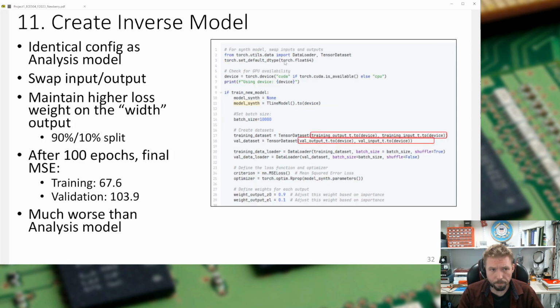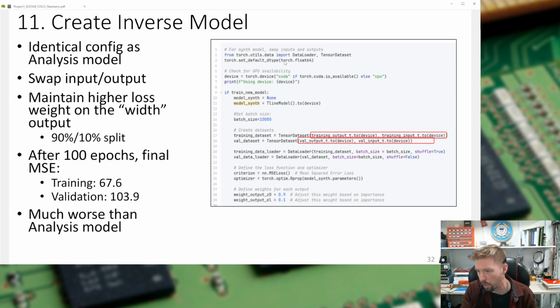All right, so the next step was to do the same thing, but invert it. I created the inverse model. So I used the exact same neural net configuration. I just swapped input and output and retrained. Now, I did make one other change, which is that I modified the weights for the loss here.